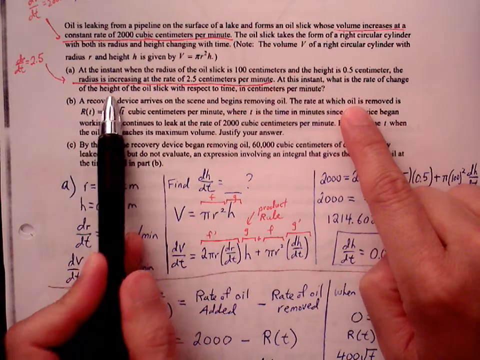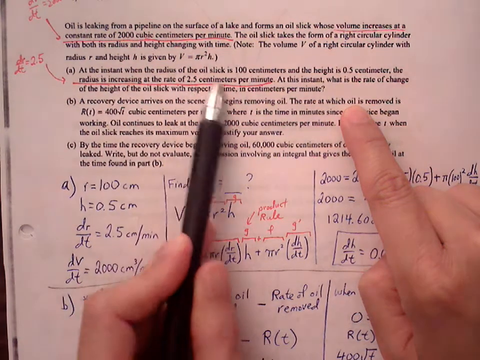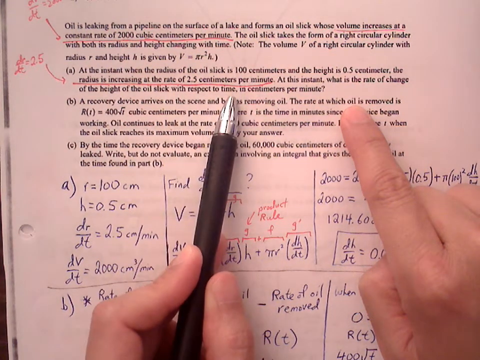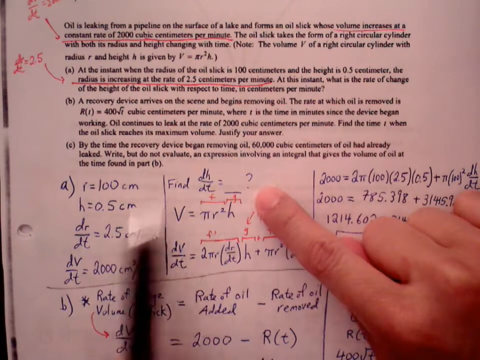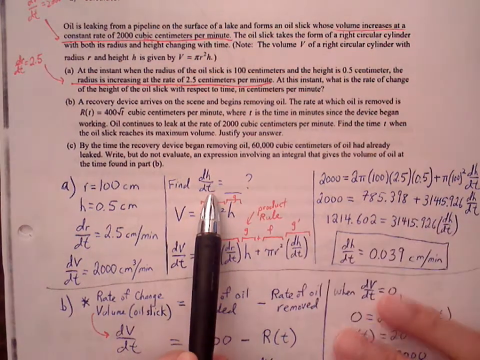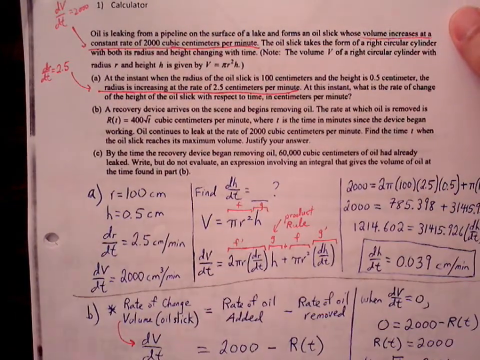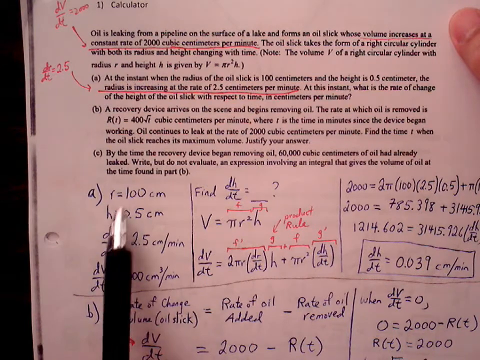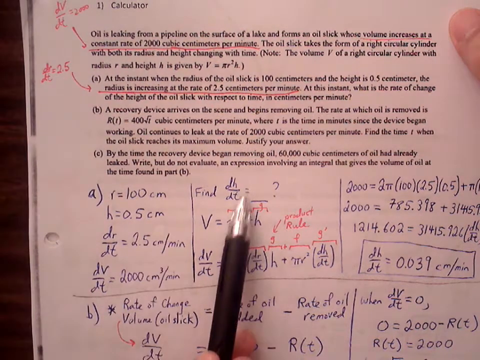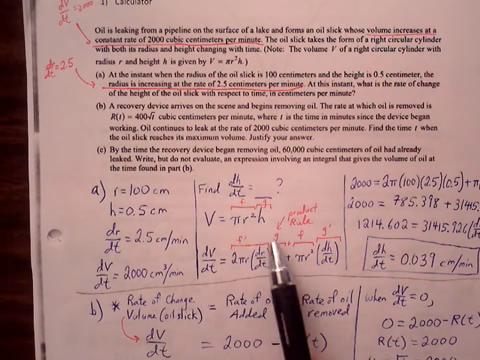So we're looking for the rate of change of height, so we're looking for dh/dt, with respect to time. That's our value that we're looking for. So let's look at all the information we've gathered. We know dr/dt is 2.5, dV/dt is 2,000. We have r, we have h, and we're looking for dh/dt. The volume formula is pi r squared h.